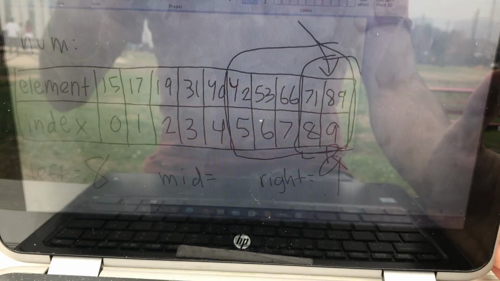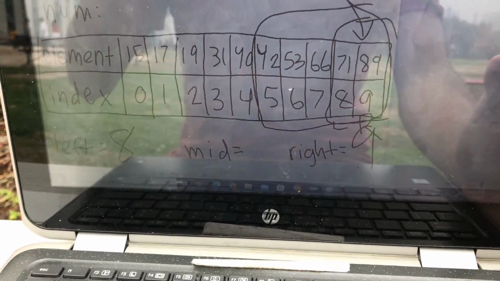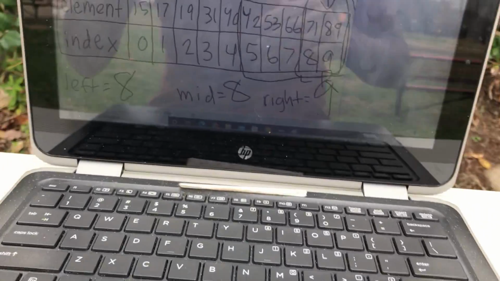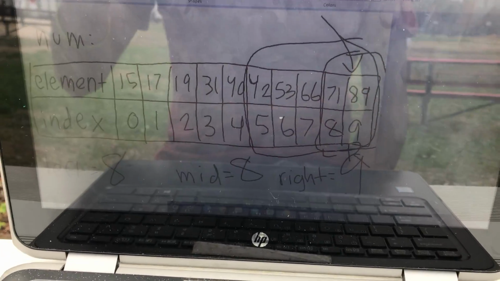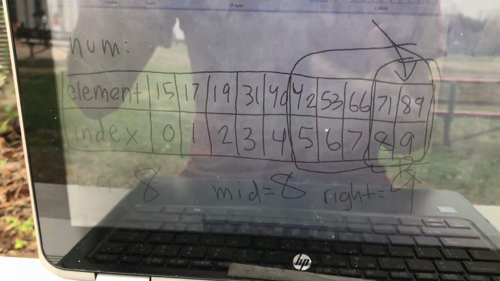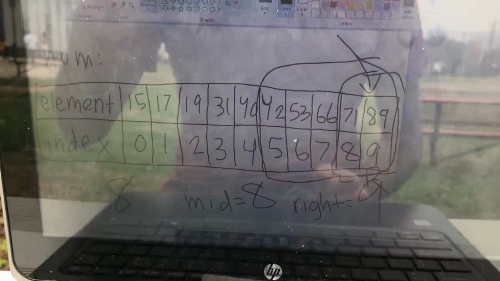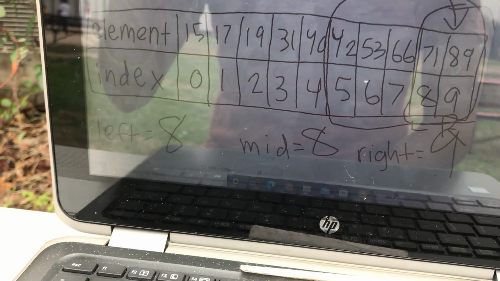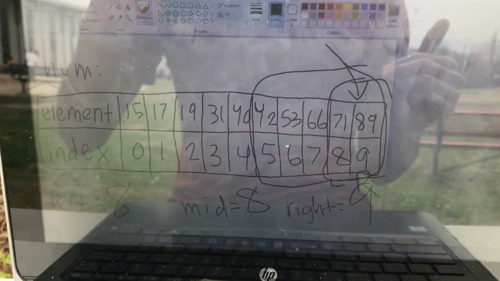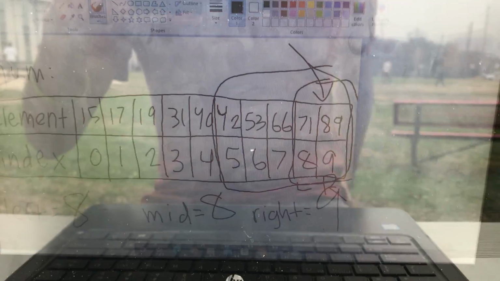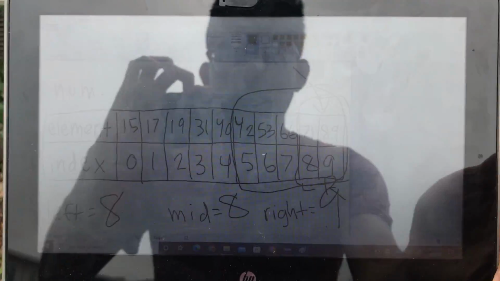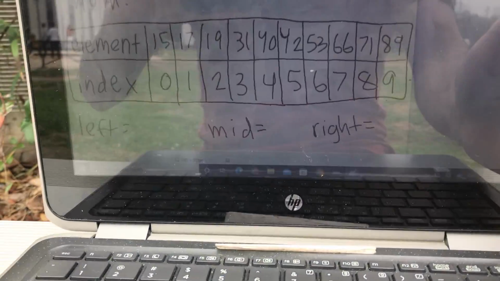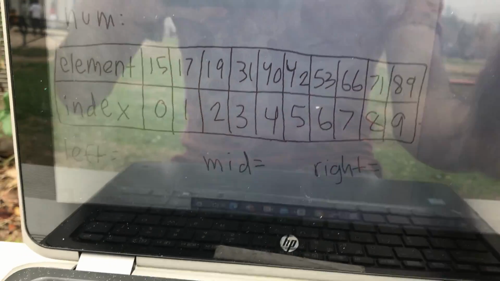And so our middle becomes 8 plus 9 divided by 2, which with integer division is 8, because 8 is less than 9. Then we find the element at index 8 this time, which is 71. This time our left is not going to change, our right is going to change, because now 69 is less than the element at our middle index. So in this case, the right becomes middle minus 1, which is 8 minus 1, because our middle was 8, so 7.